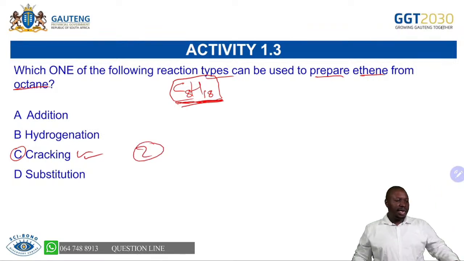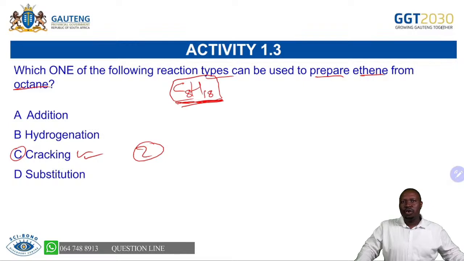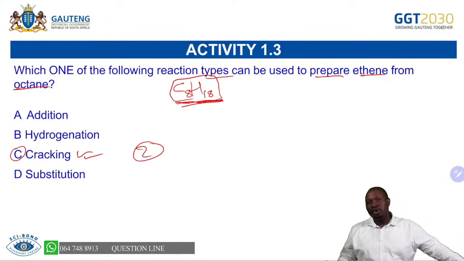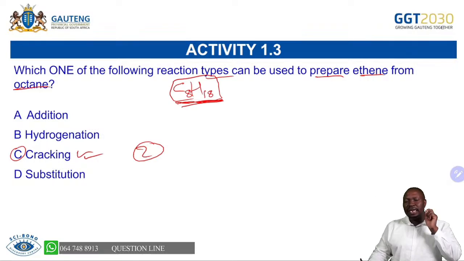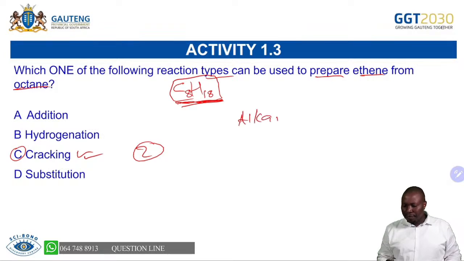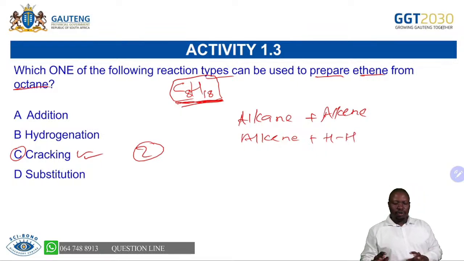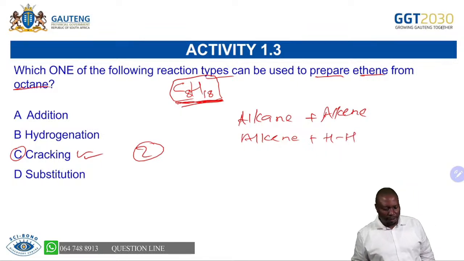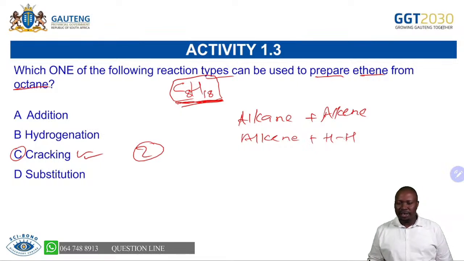Remember, last year the majority of our learners were unable to define what cracking is, so it's important that you know the definition of cracking. You will remember as well that cracking is a process. During cracking we can form an alkane and an alkene. We can also form an alkene and hydrogen, which we call dehydrogenation. Those are the cracking processes, which are part of the elimination reactions.